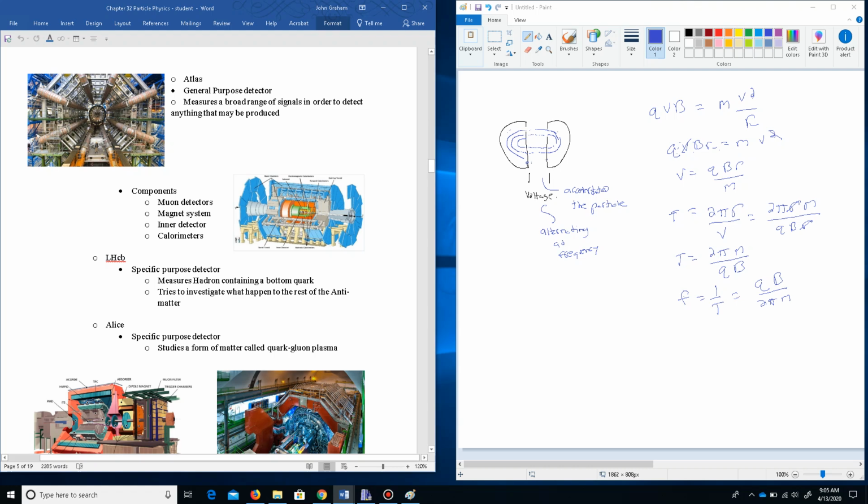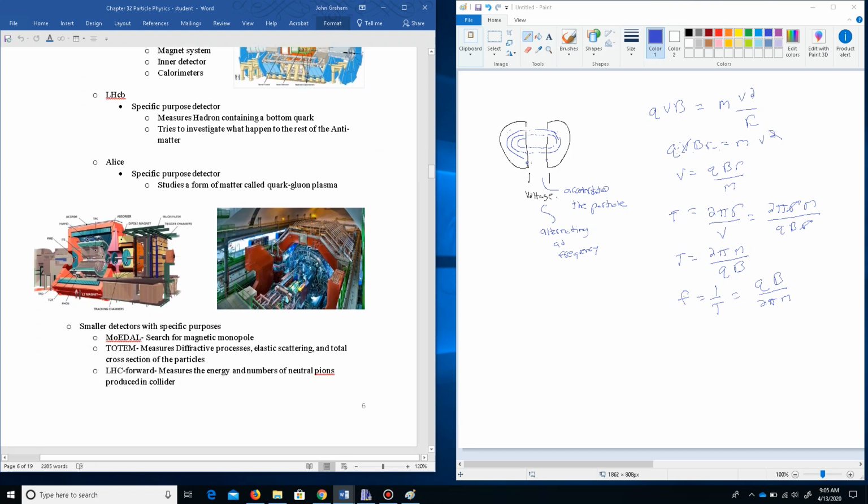We have what's called an ATLAS. This is a general purpose detector. It measures a broad range of signals in order to detect anything that may be produced. You can see how big it is compared to that guy. And it has different components: muon detectors, a magnetic system, an inner detector, and calorimeters to make its measurements. Then we have the LHCb.